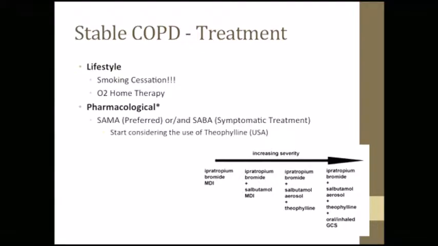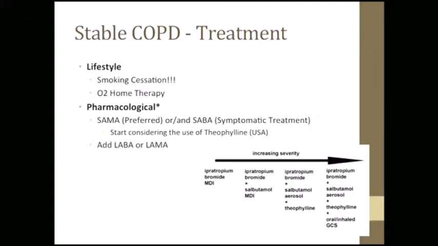Pharmacologically, you can start with a SAMA, which is your ipratropium. So these are short-acting muscarinic antagonists, and/or your SABA, which is your salbutamol. And if you're in the USA, you can start considering the use of theophylline, but that's not commonly used in Australia because of severe side effects.